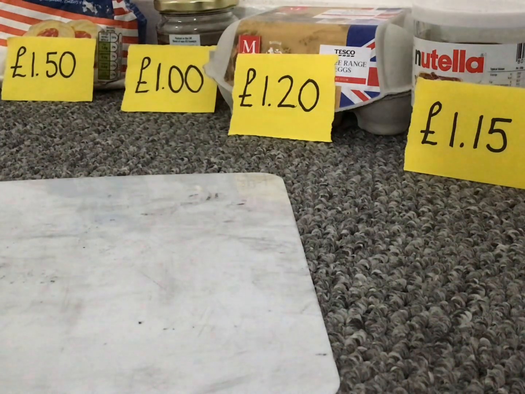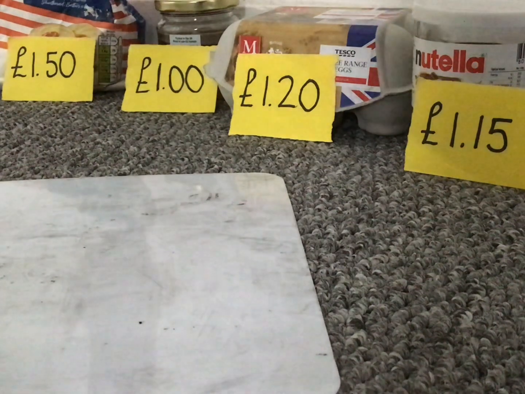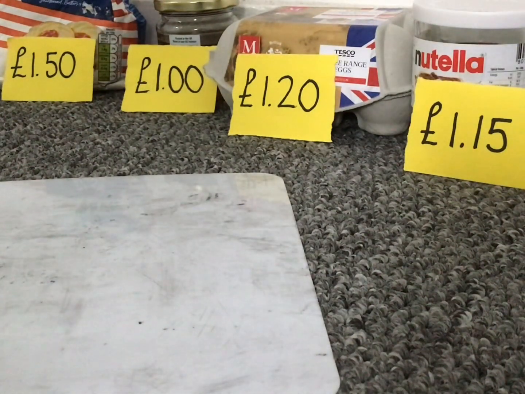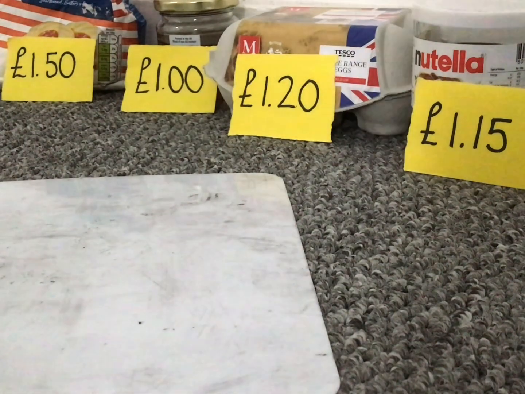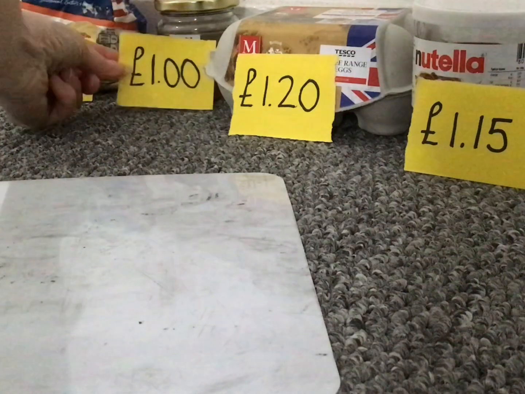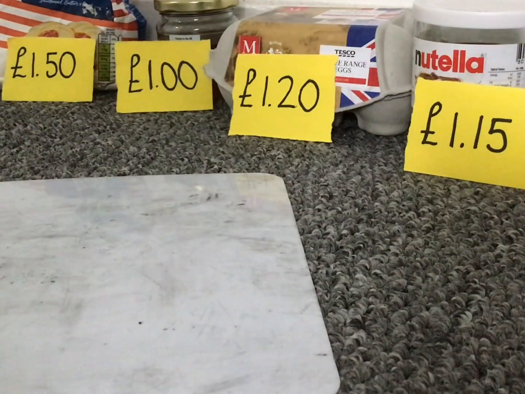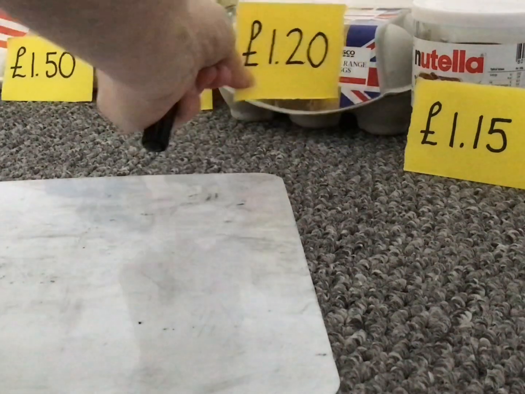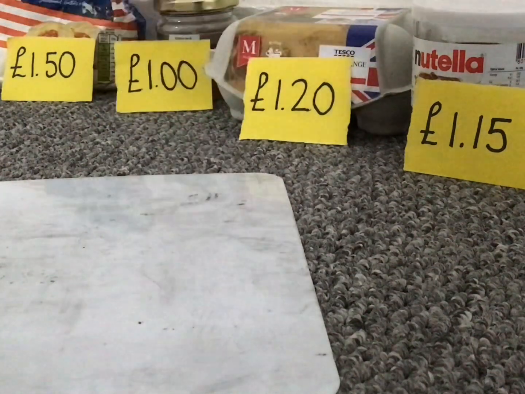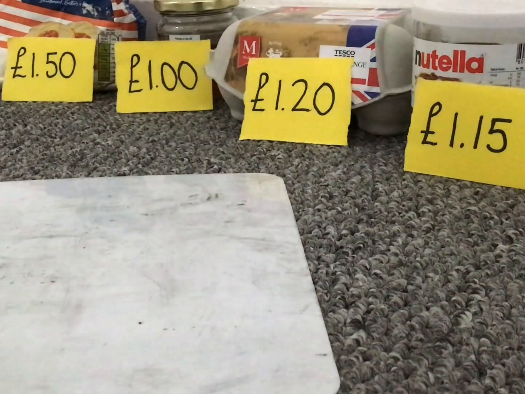Over in the far corner here, I've got some flour which cost me £1.50. Next to my flour I have some honey which cost me £1. See the £1 here. Next to the honey we have some eggs which cost me £1.20. And finally, to make it nice and tasty and chocolatey, I have got some Nutella that cost me £1.15.